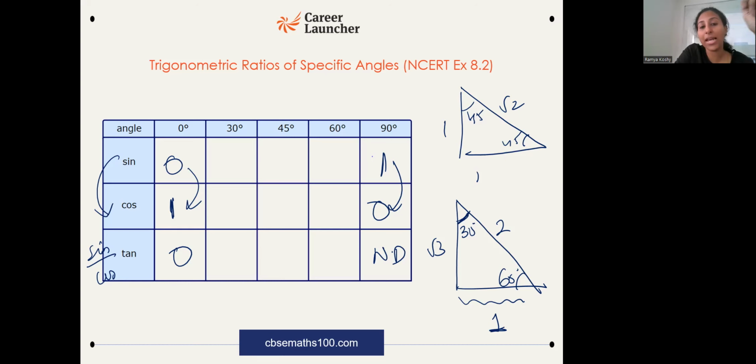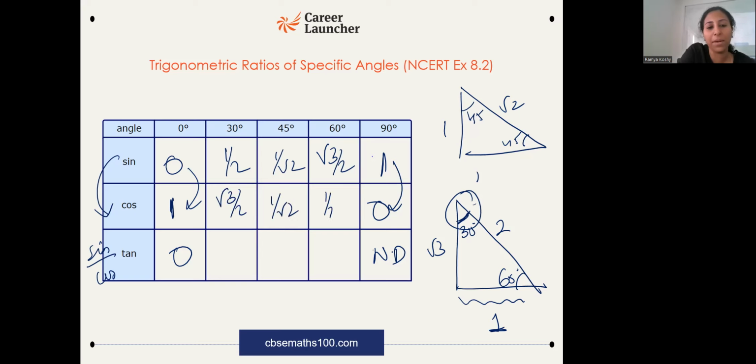In case you're looking at 30 degrees, look here. Opposite by hypotenuse, 1 by 2. Okay? Sine of 45, opposite by hypotenuse, 1 by root 2. Sine of 60: over here, opposite of 60 is root 3, hypotenuse is 2, so root 3 by 2. In case you're finding cos values, you just reverse everything: root 3 by 2, 1 by root 2, 1 by 2.